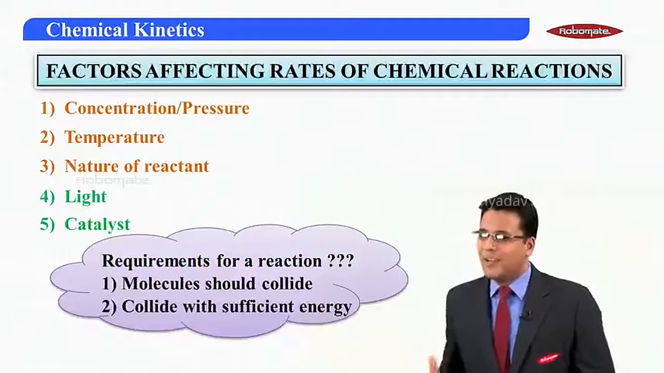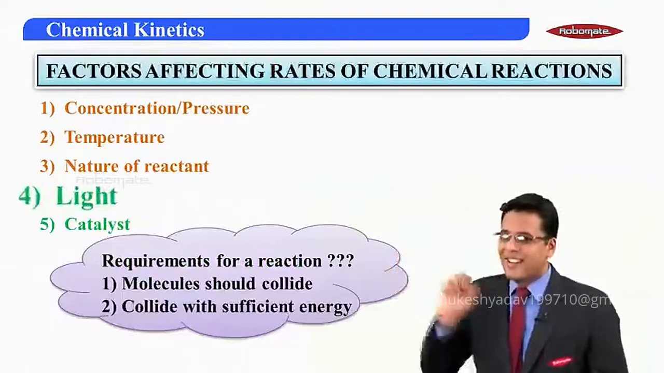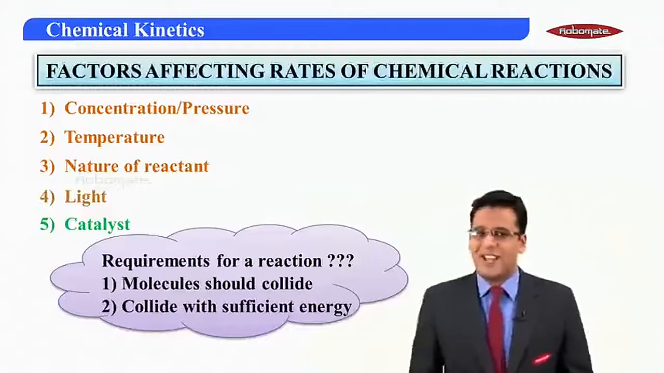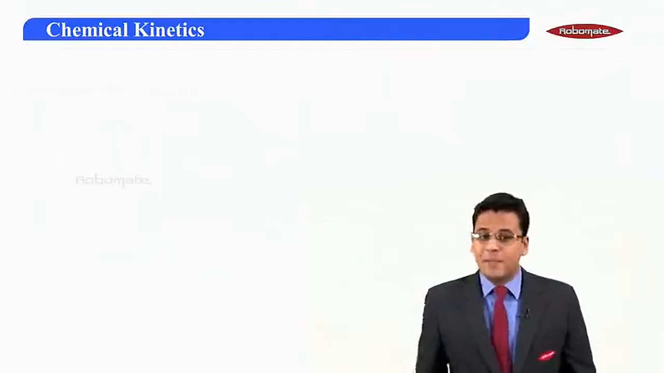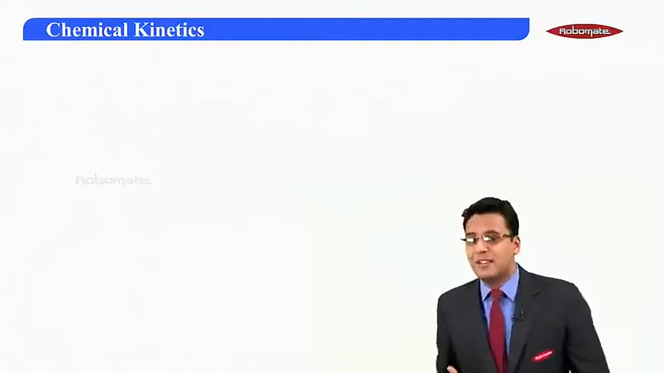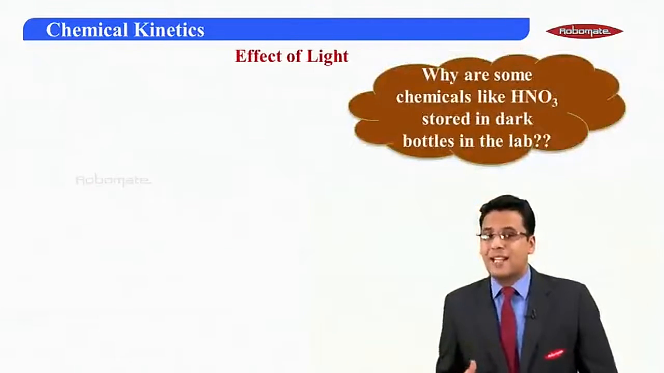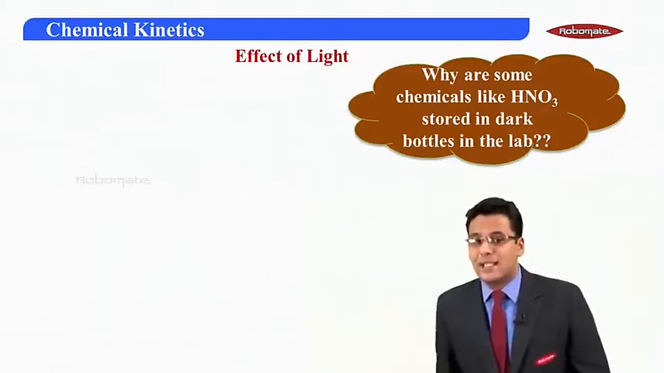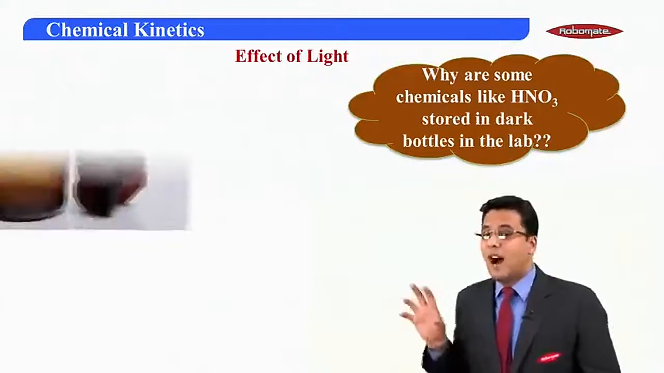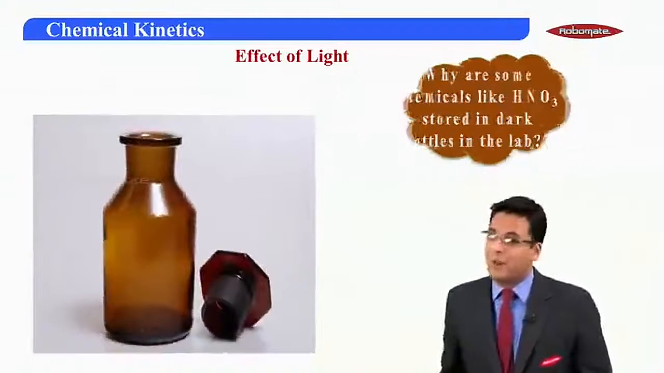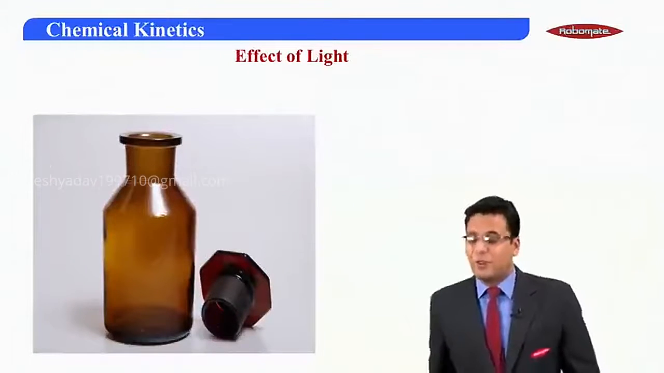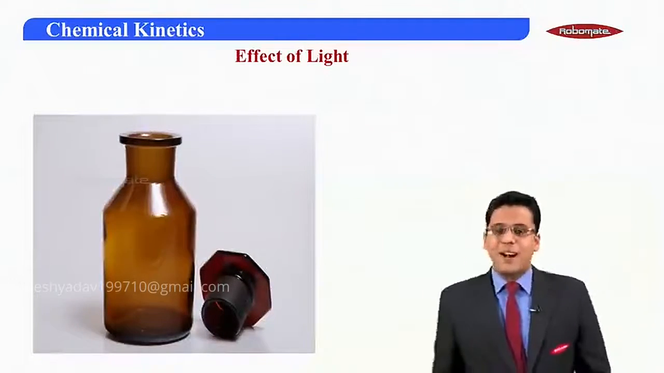Next, we need to understand how light affects rate of reaction. Sometimes you might have wondered, why is it that some chemicals like HNO3, nitric acid, are stored in dark bottles like these in the laboratory? Of course, you might have wondered about this. Now, the answer is very simple.